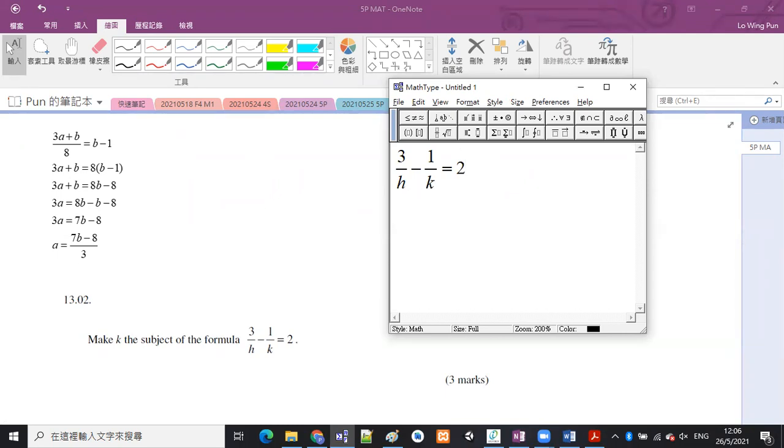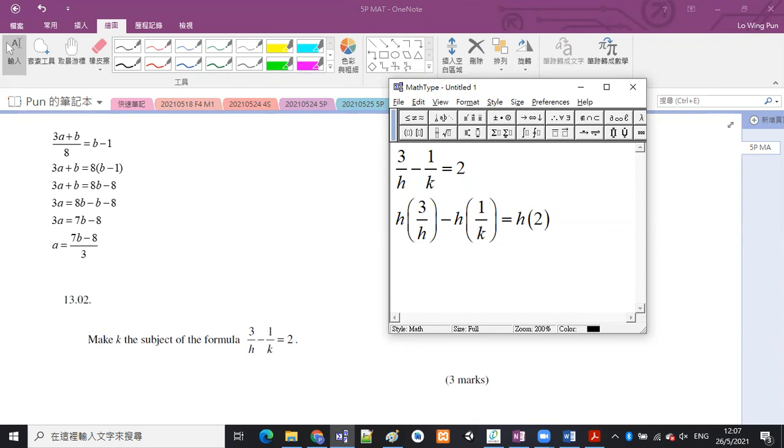Okay, with different denominators. So I need to cancel out all the denominators, one by one. First one is h. So I multiply all the terms by h. Minus h times 1 over k, and then h times 2. Like this.